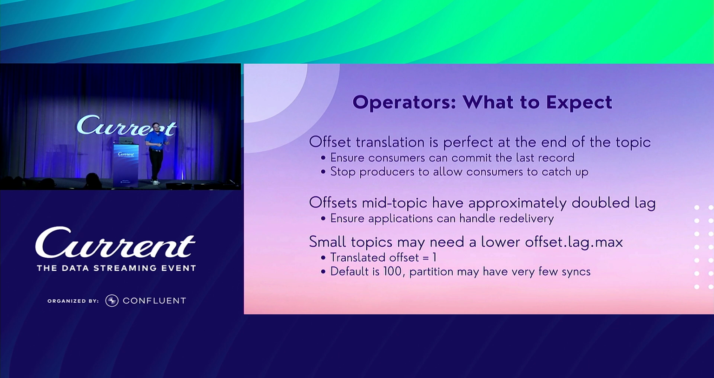I mentioned offset lag max as a way that we filter out a whole bunch of offset syncs. By default, it's 100, which is not good for certain workloads. So if you have very small topics that have very low amounts of data in them, it can be useful to lower this number so that more stuff ends up in that second layer of the funnel, and so more stuff is available for later layers.